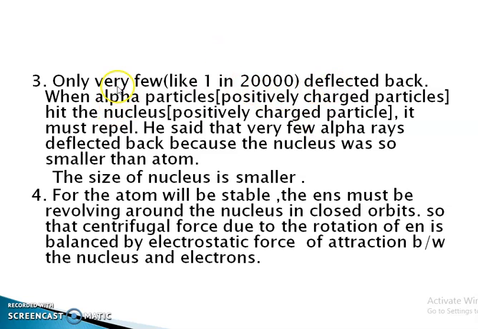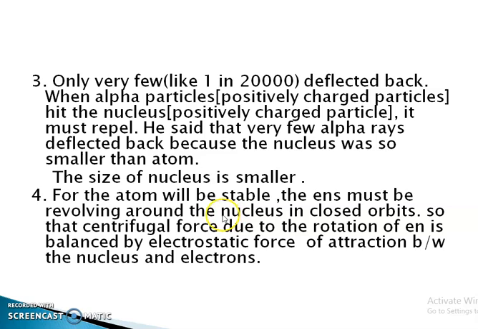observation was only very few deflected back. Why did this happen? They explained, when alpha particle, which is positively charged, hits the nucleus, it must repel. Positive repels positive. He said that only very few alpha rays deflected back means the nucleus is so small compared to the atom. That is, size of nucleus is very small compared to that of atom. I already mentioned it is about 10 raised to minus 14 meter.